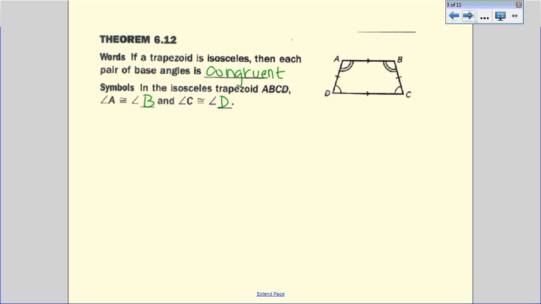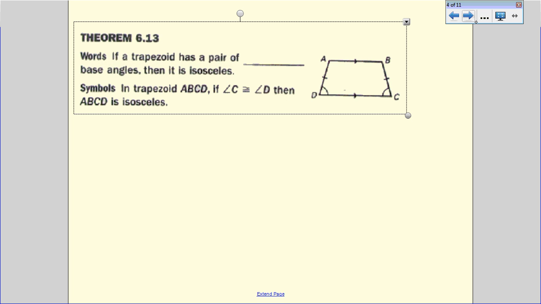Sorry about that. And if we look at theorem 6.13, if a trapezoid has a pair of congruent base angles, so now we're going to say, okay, if we know the angles are congruent, then we know it's isosceles. So if angle C is congruent to angle D, that's what we have there, then we know that the sides opposite those are congruent, making it an isosceles trapezoid.